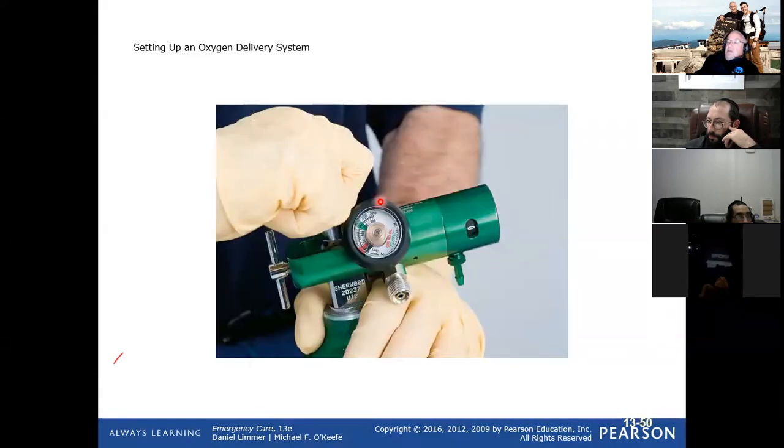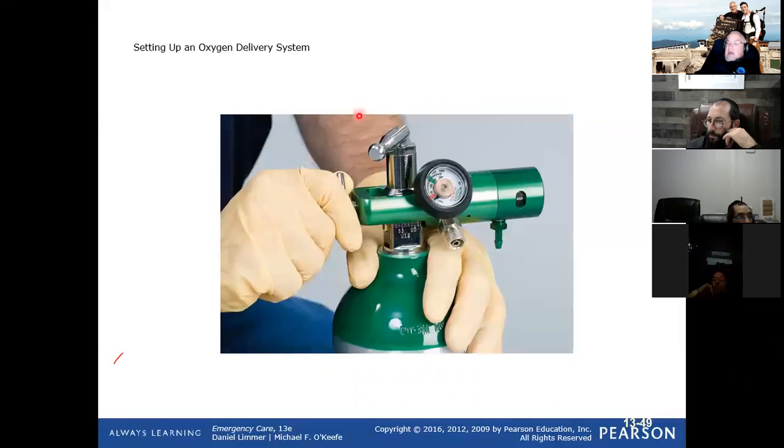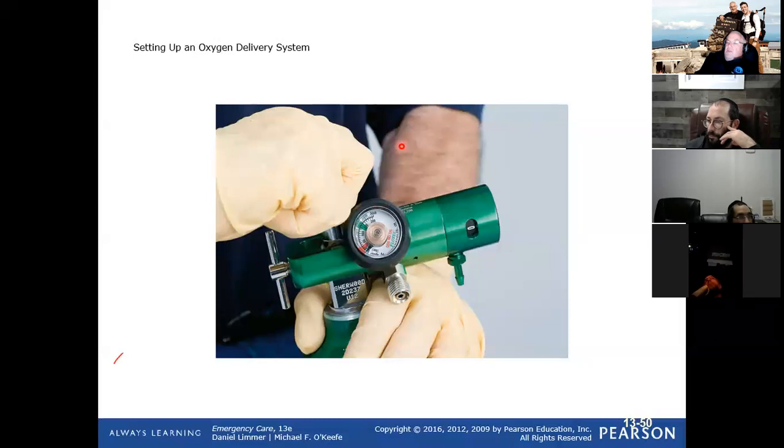Okay. So now what they're doing, they're kind of obscuring it, but they're taking that top valve and they're turning it. Now, just like everything else, righty tighty, lefty loosey, which means when you turn something to the right, you shut it off. And when you turn it to the left, you turn it on. So they're turning it on.